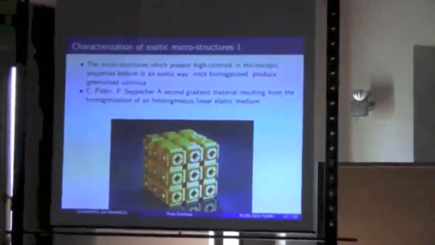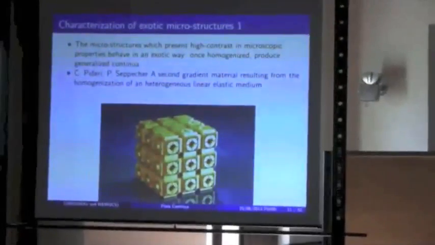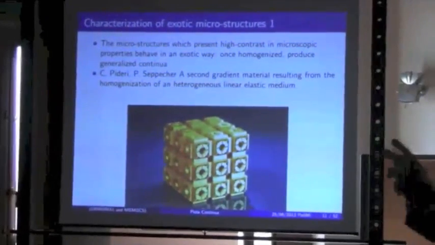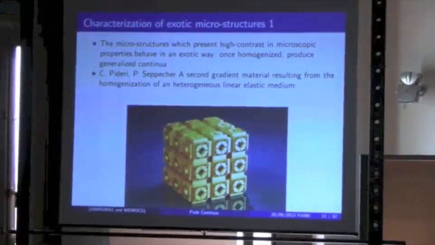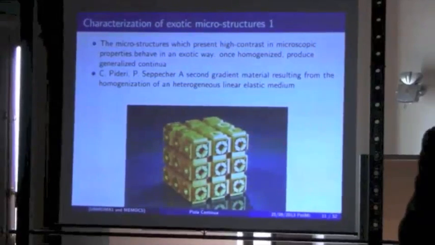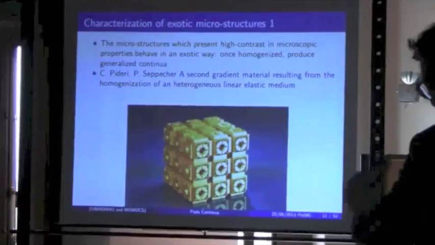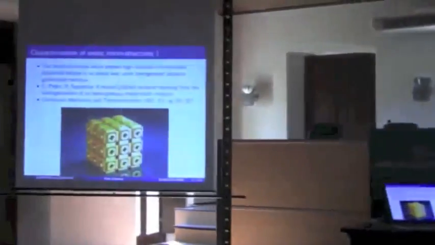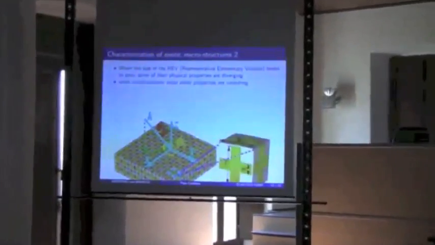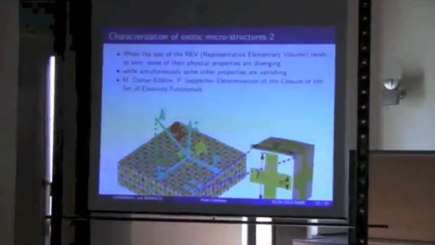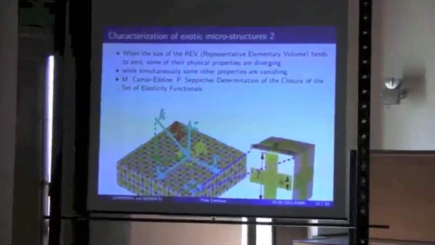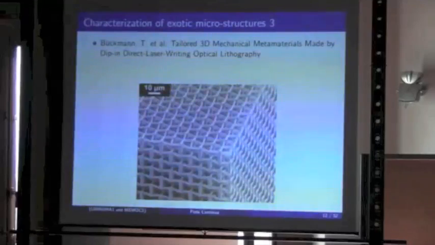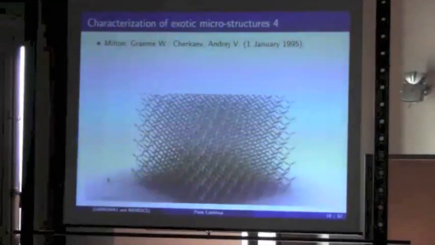One important thing: my friend Pierre Seppecher, very good, wrote this paper without me, which proves with gamma-convergence theorems that when you homogenize a system in which you have high contrast in microscopic properties, then you end up, for sure in the mathematical sense, with a continuum which is of higher gradient, when the size of the REV goes to zero, some physical properties diverging while others vanish. And this extra mathematical result was obtained in this other paper. Then this we discussed already, also this one.